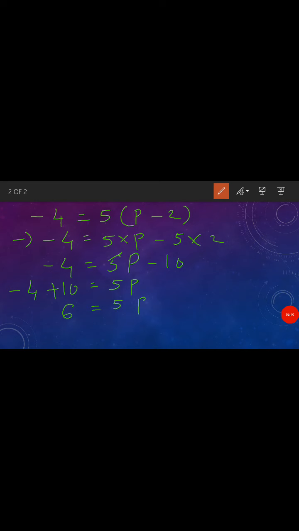So students, you will get 5 will be transposed this side. So what you will get? 6 divided by 5 equals to p. So next step you are adding here. Therefore, p equals to 6 divided by 5 is your solution. Students, you can copy this in your book. Let's go with next question. Students, let's go with one more question.